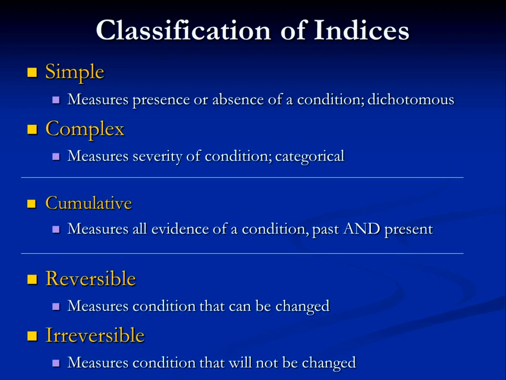And then finally, another classification system is whether an index is measuring reversible conditions versus irreversible conditions. Reversible indices are just measuring conditions that can be reversed, like plaque status or gingivitis. Irreversible indices are measuring conditions that can't be changed, such as your clinical attachment levels or your caries, whether there's caries present or not.